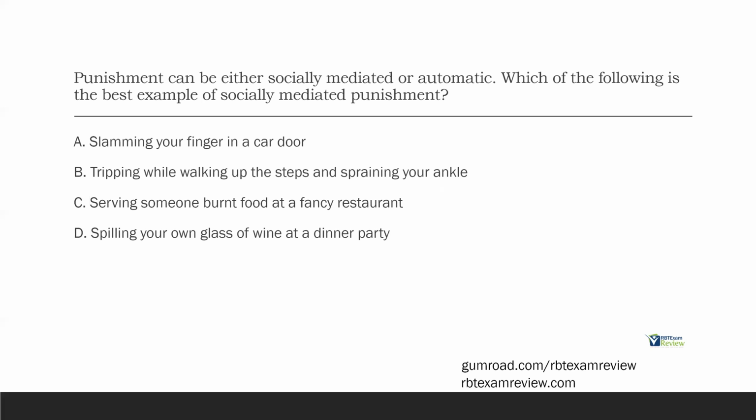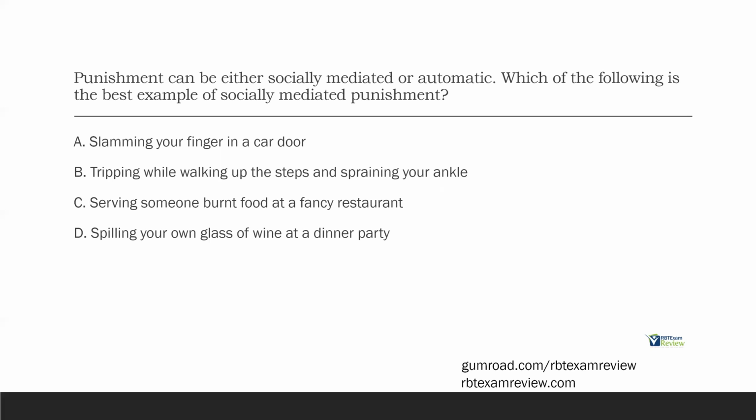A, slamming your finger in a car door. How many people are involved? 1, this is automatic. B, tripping while walking up the steps and spraining your ankle. How many people involved? 1, automatic. C, serving someone burnt food at a fancy restaurant. How many people are involved? More than 1. It's got you, it's got the person you served. This is going to be socially mediated.